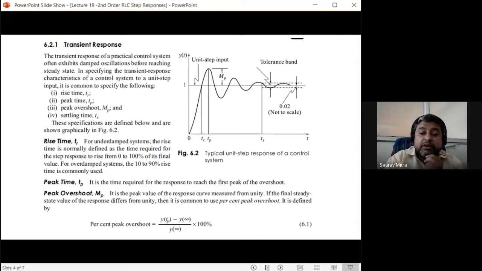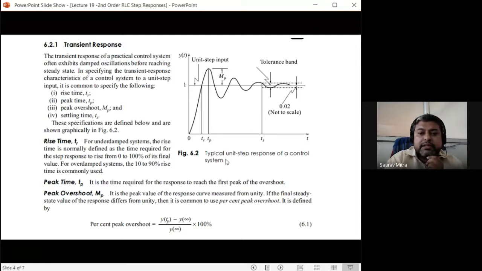And what is the final value of the output? Final value of the output is 1. That also you have to understand. So more you are going towards the right side, t increasing, you are finding that this oscillation will die down, and the final value of the response will be 1 volt. Input is 1 volt, output is 1 volt. Input minus output is 0. So in that case steady state error will be 0. Okay, so what all times we are supposed to study?